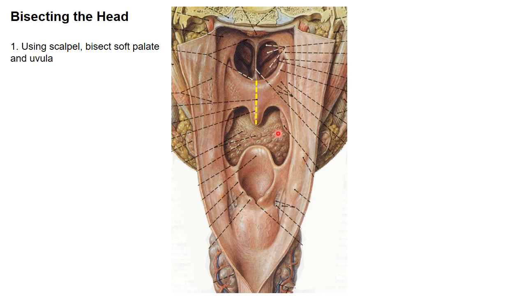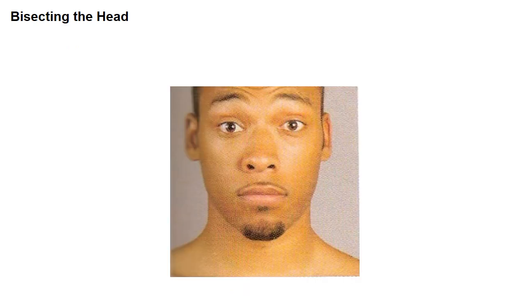Now, remember, we're standing posterior to the pharynx, looking at the back side of the soft palate. So our right is the patient's right, and our left is the patient's left. I guess I shouldn't say patient, I should say donor. Okay, and then we're going to continue the bisection of the head, continuing to cut soft tissue.